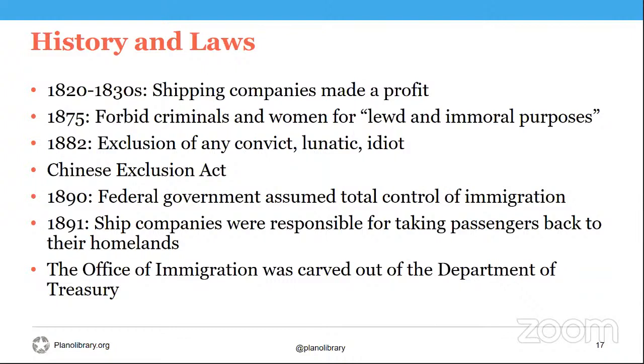1875, one of my favorites, is that if you came for lewd or immoral purposes, you couldn't come in to America. We excluded any convict, lunatic, or idiot in 1882. There was an exclusion of Chinese. There were too many coming in, but they did allow students or businessmen or diplomats.